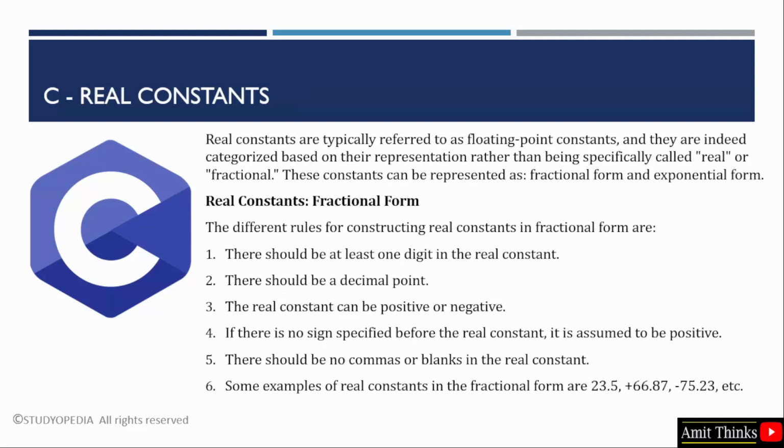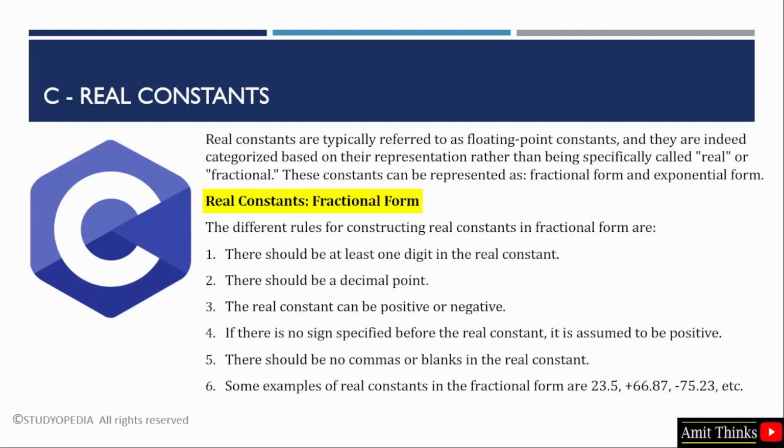Real constants are also known as floating point constants, and they are categorized into fractional and exponential form. So let us see them one by one. First, the fractional form. This form involves numbers with a decimal point to separate the integer part from the fractional part. Here are some rules.